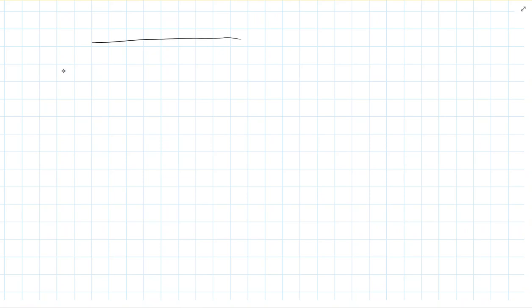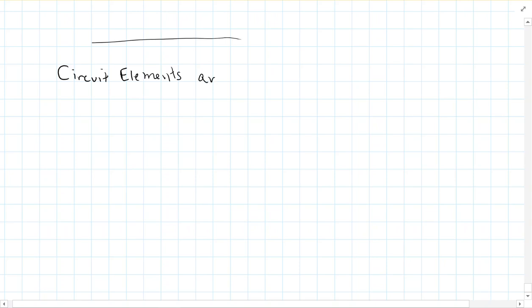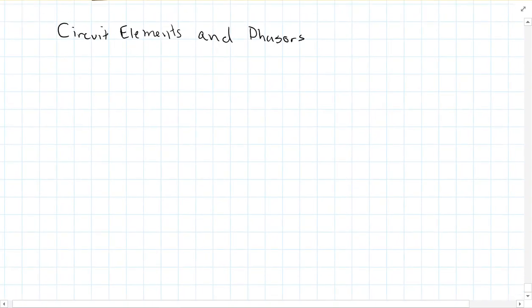Alright, so we're ready to start talking about circuit elements and phasors. So remember, our goal here has been to find the steady state solution. And I'm not going to go through all the details, but remember, we have these ideas now of phasors.